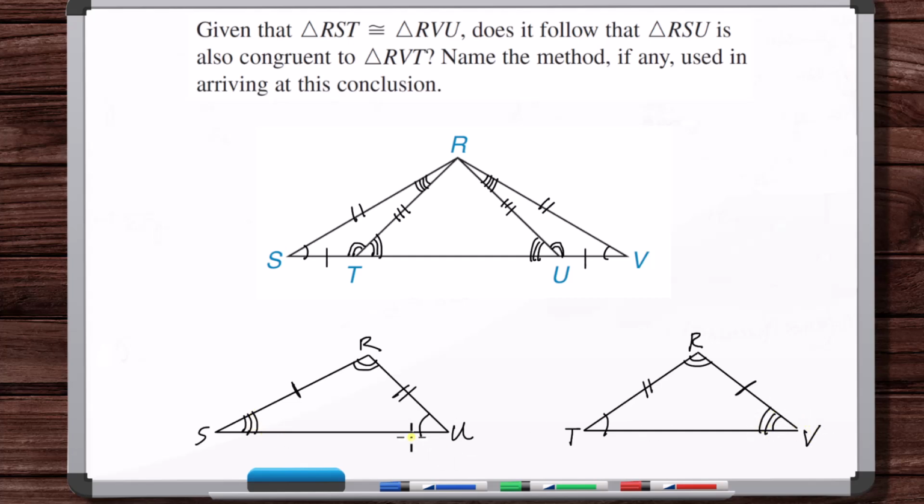So now we can use side, angle, side, or angle, side, angle. We can show that these are congruent, that RSU is congruent to RVT.